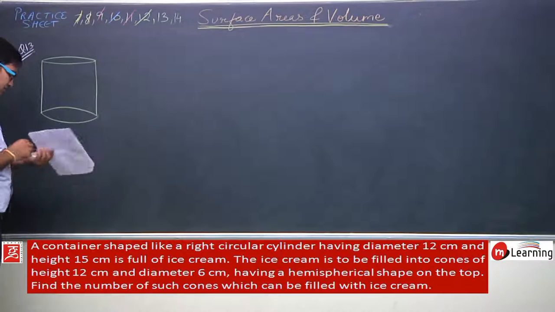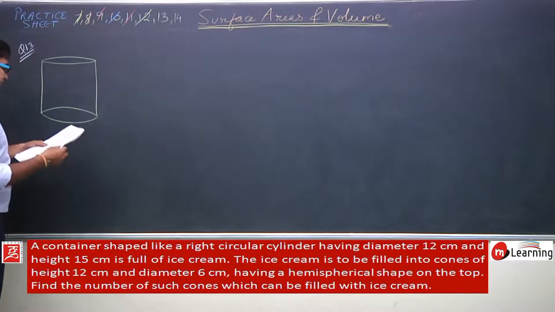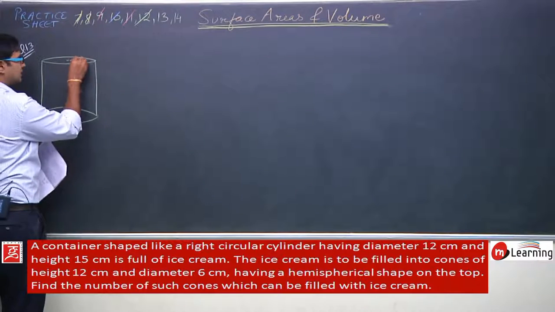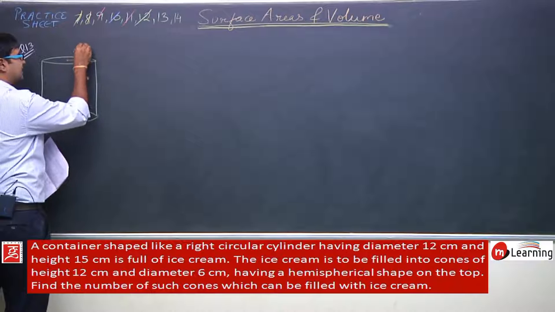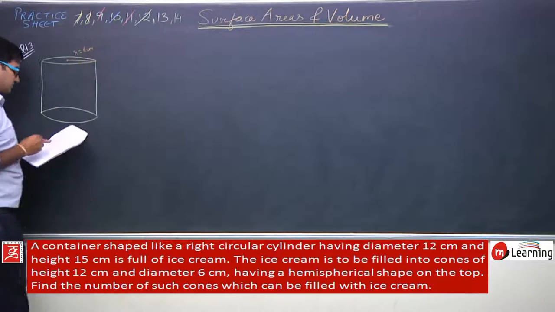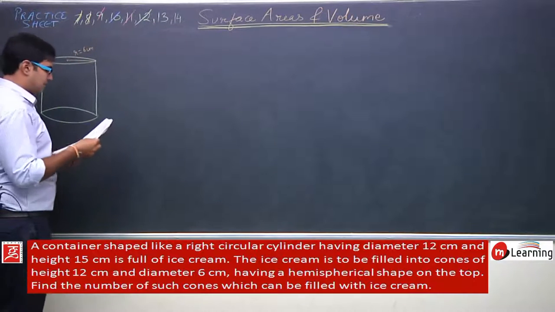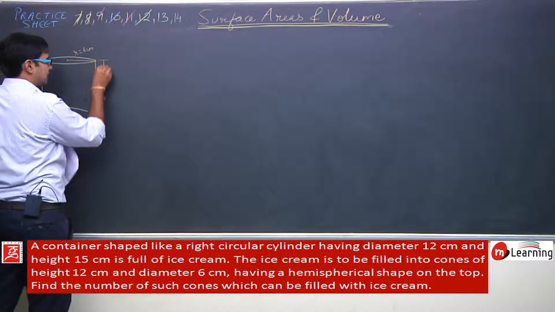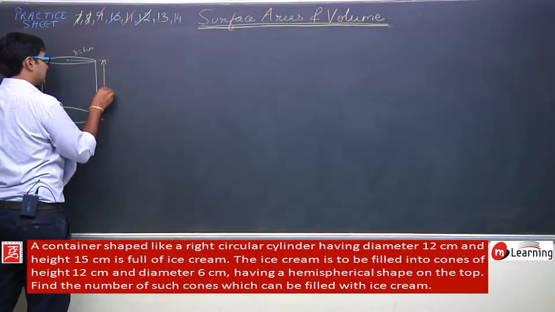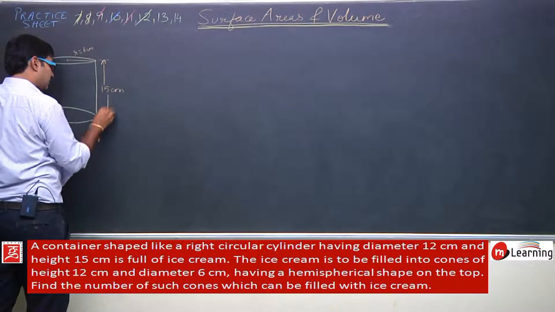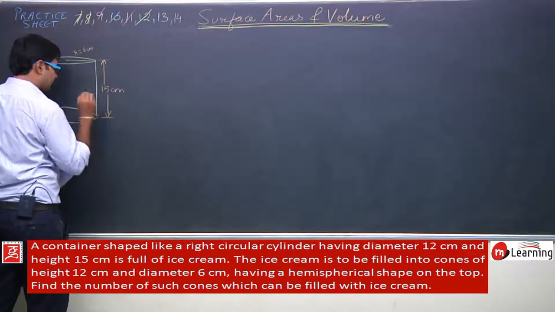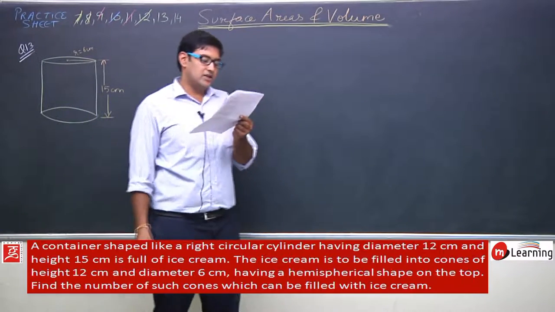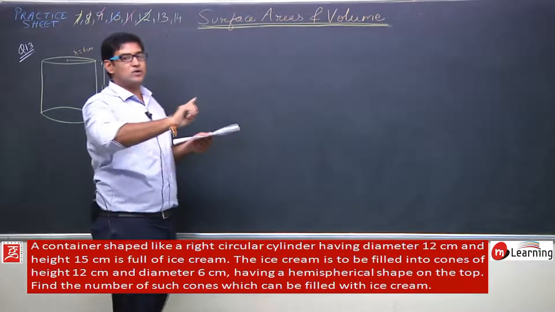This is a cylinder. The diameter of this cylinder is given as 12 centimeters, so directly I can write the radius is 6 centimeters. The height of the cylinder is given as 15 centimeters.